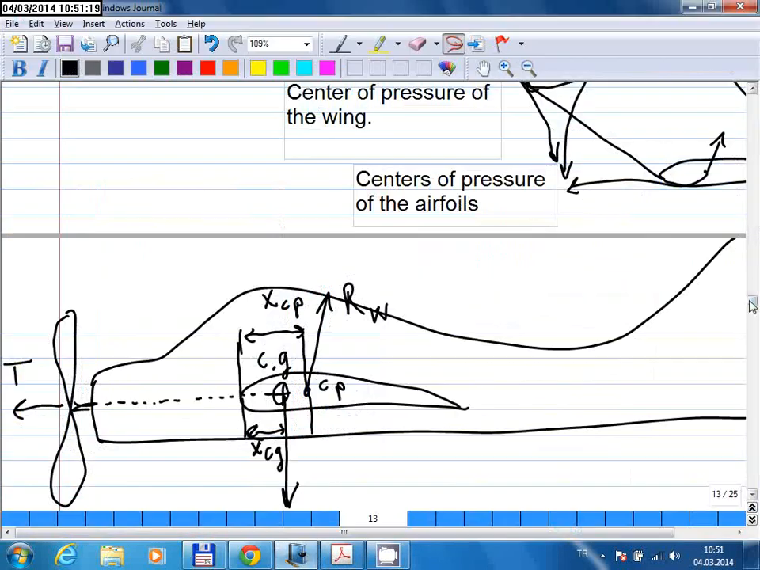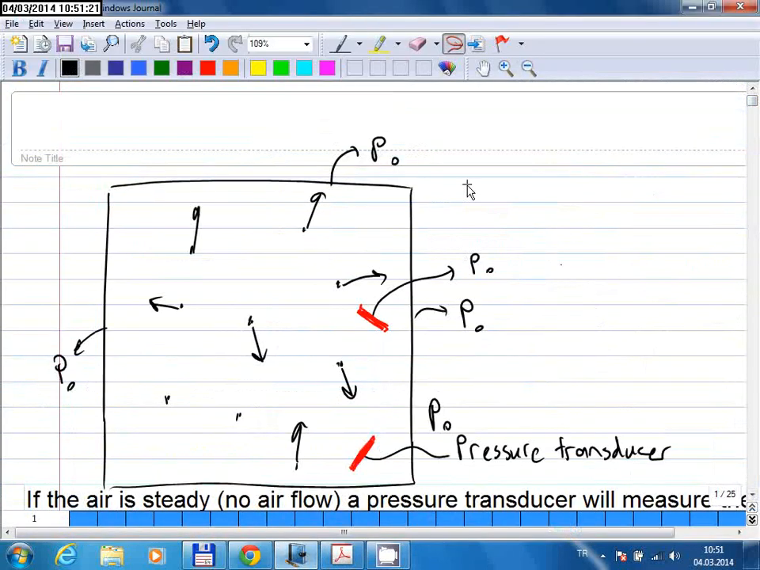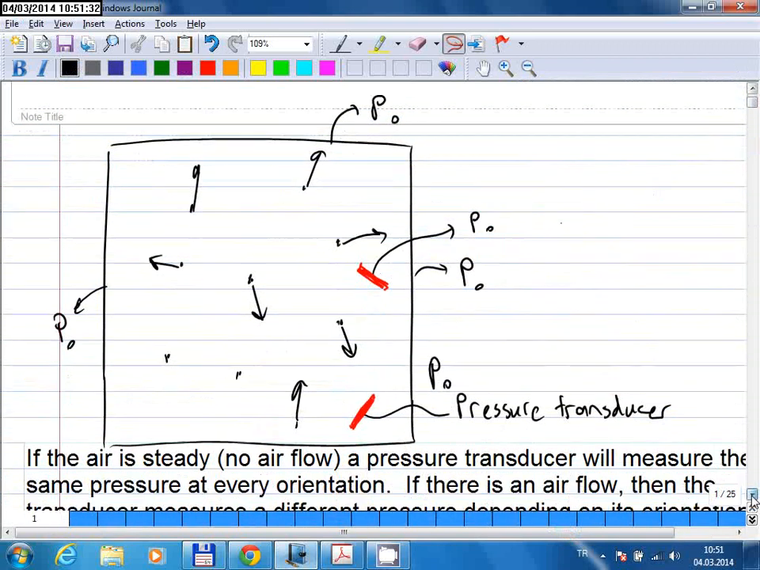So let's come back to today's lecture. Here I'm starting with the same concept of pressure, but now I would like to show you how the speed of an aircraft is measured. Okay?